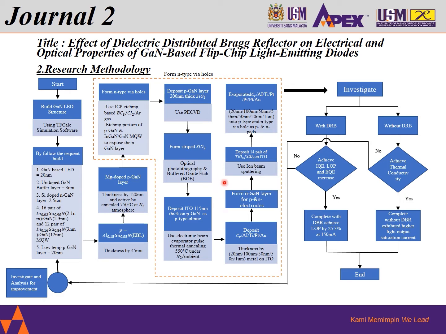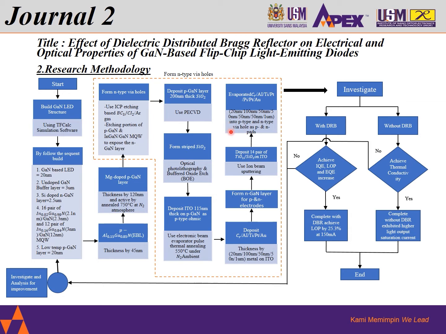Then deposit 14 pairs of TiO2 per SiO2 on the ITO by using ion beam sputtering. Onwards, Cr, Al, Ti, Pt, Ti, Pt, Au will be evaporated with thicknesses of 20 nanometer, 100 nanometer, 50 nanometer, 50 nanometer, another 50 nanometer, and the last 50 nanometer, and 1 micrometer into the P-type and the N-type via hole, P-pad and N-pad.